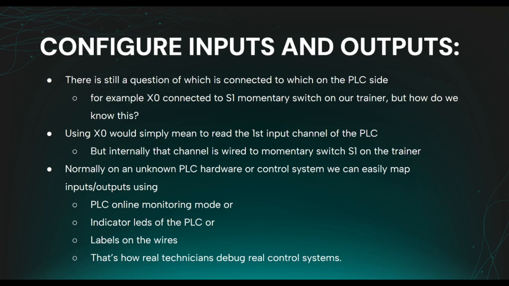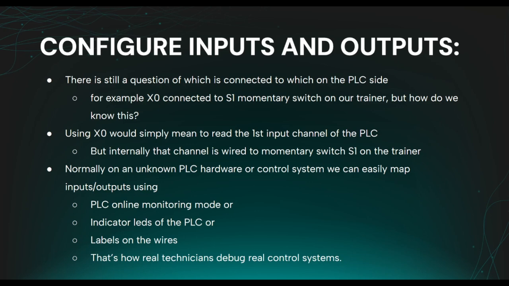Normally, on an unknown PLC hardware or control system, we can easily map those inputs and outputs using various methods. PLC online monitoring mode is one of the ways to do that, and we will use that as well in this video. And we also use indicator LEDs of the PLC. This PLC has some indicator LEDs for all the inputs and outputs. So if you turn any switch on, that indicator LED glows, and you know that that switch is connected to that input, right? In a complex PLC system, they almost always have labels on the wires. That's how real technicians debug real control systems.